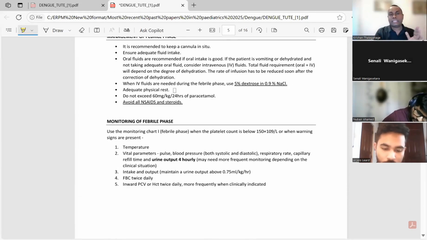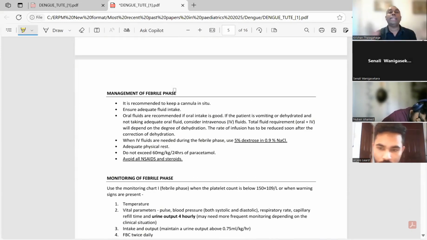If the child is having fever only. Management of the febrile phase. No leakage, nothing. How are you going to manage this child? Only fever, no other problems. So how are you going to manage this child?